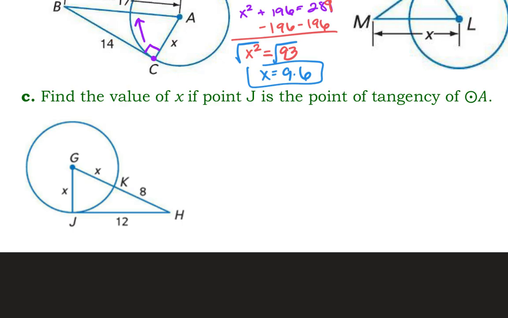Find the value of x if point J is the point of tangency. So again, what's at the J? 90 degrees. All right, and what are we using with these triangles? Pythagorean theorem. Good. So we have x squared plus 12 squared equals. How do I represent the radius here? Because it's the whole line. It's the x and the 8.